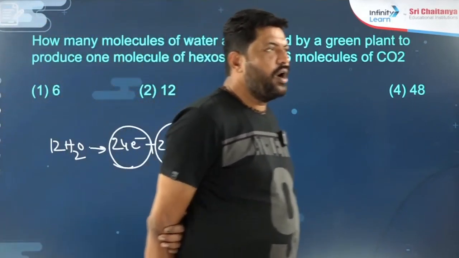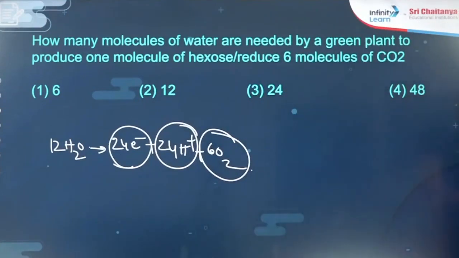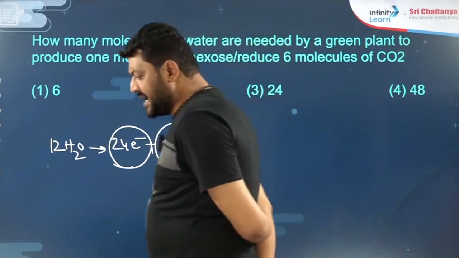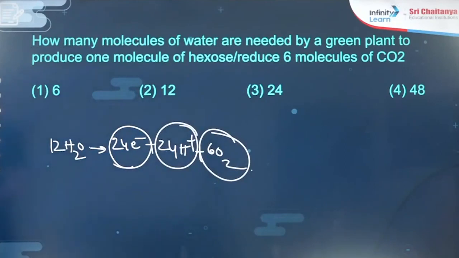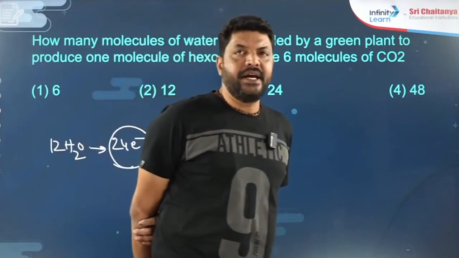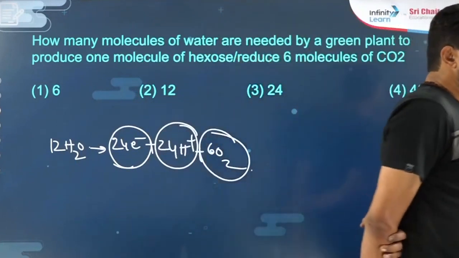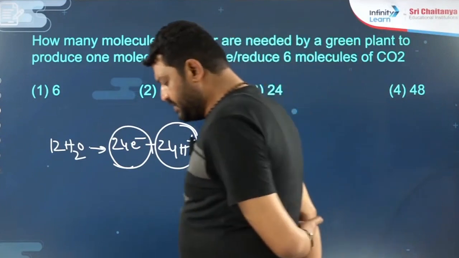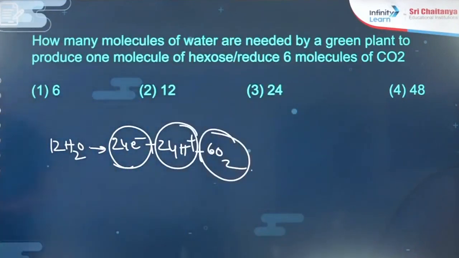Second question is, how many electrons are passing through the electron transport system in non-cyclic electron transport? That is, 24 electrons are being transported. Another question: how many protons are generated towards the lumen side on oxidation of 12 water molecules? That is 24 protons. And the fourth question: if 12 water molecules undergo photolysis or are oxidized, how many oxygen molecules are liberated? That is 6 O2.